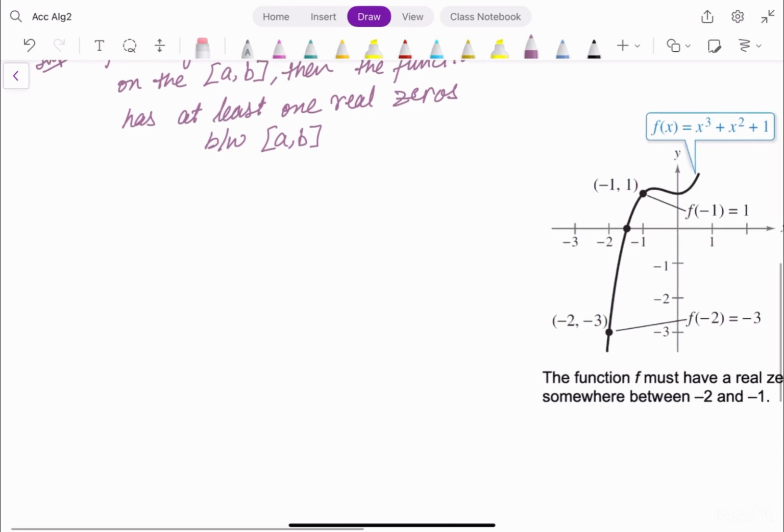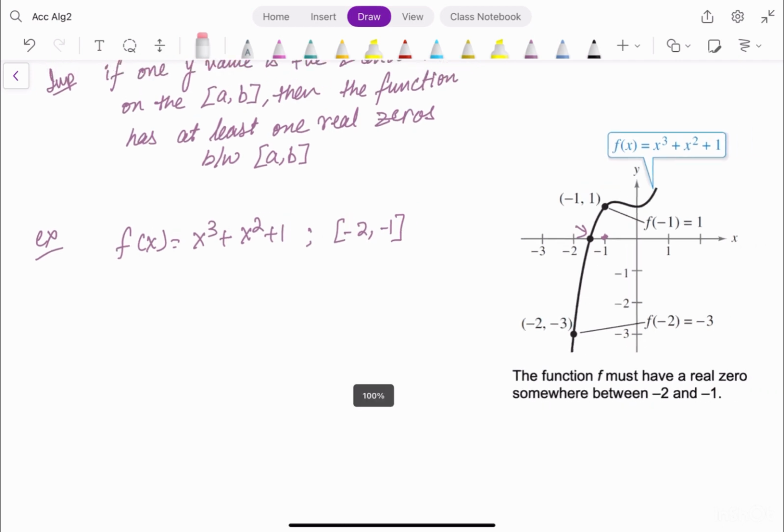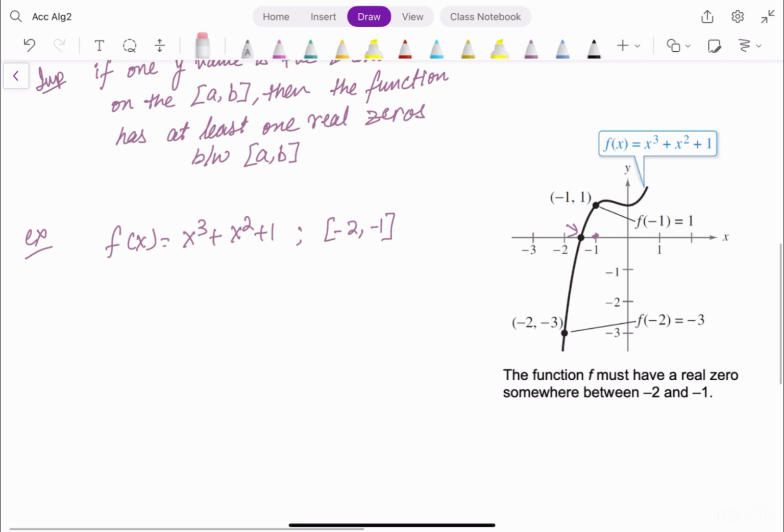So let's look at this example. I have shown you this example earlier as well. In this case, if you look at this function f of x is equal to x cubed plus x squared plus 1, here the intervals are closed. So what are the closed intervals? The intervals are -3, -2 and -1, right? And what is the intercept? It is intercepting somewhere between -1 and -2.